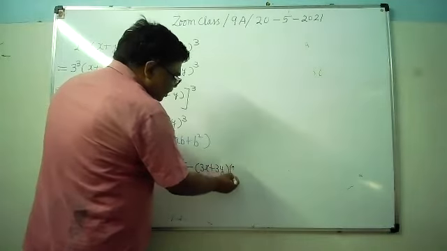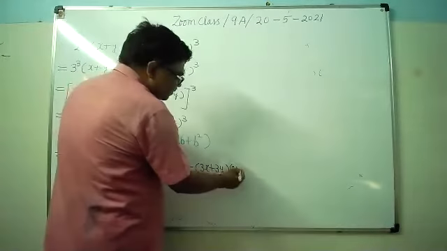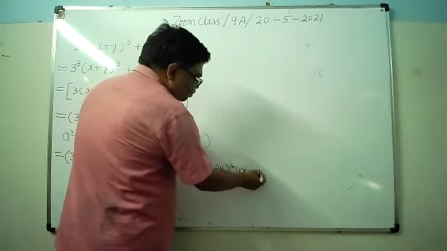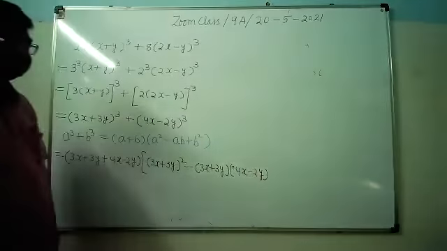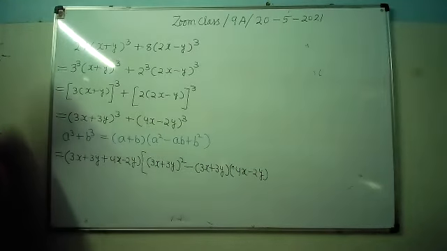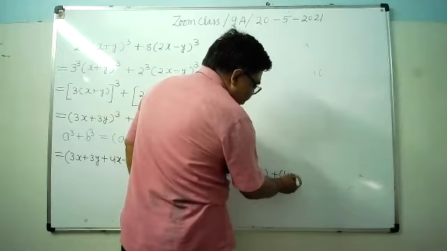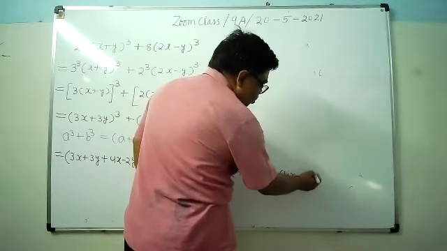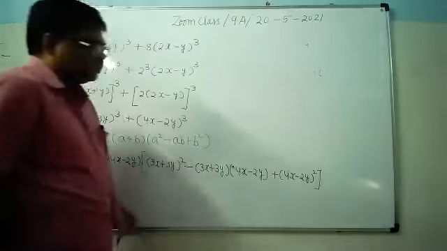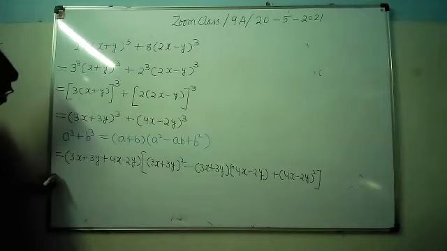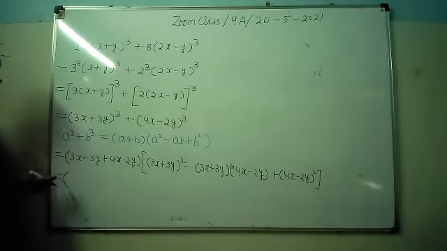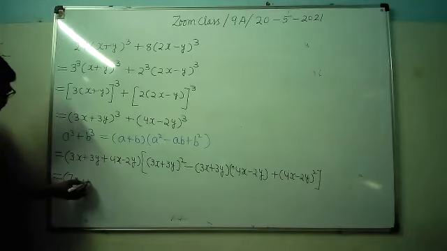तुमको याद रखना है कि a क्या है और b क्या है. Then you have to just put the value. It's clear? Then plus b square, that is, it is 4x minus 2y whole square. Now you simplify the brackets. So the first bracket is 3x plus 4x, 7x plus y.